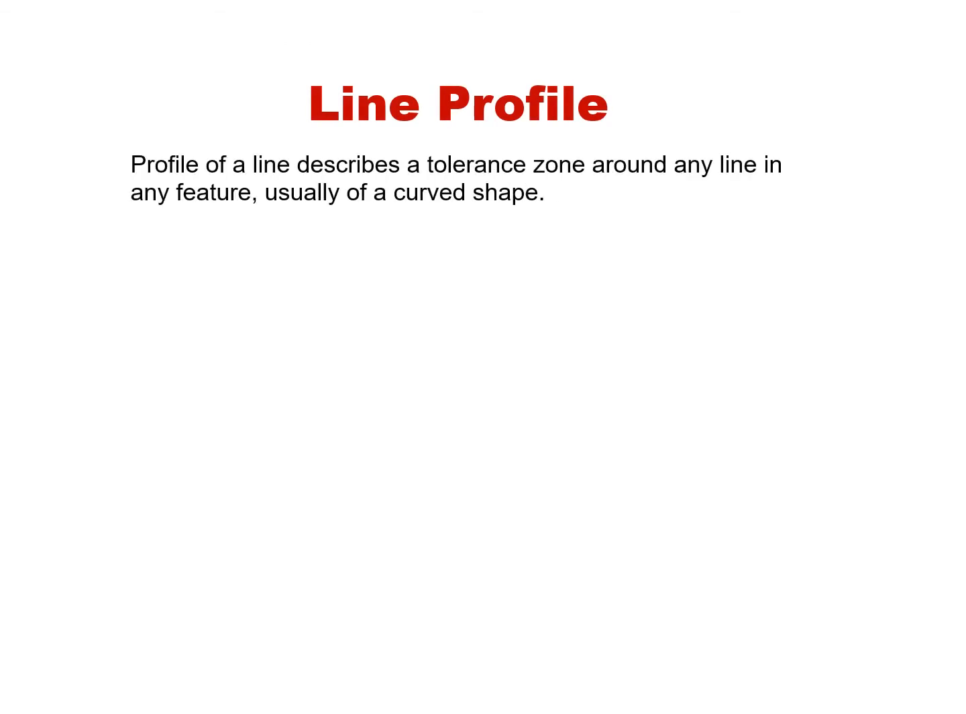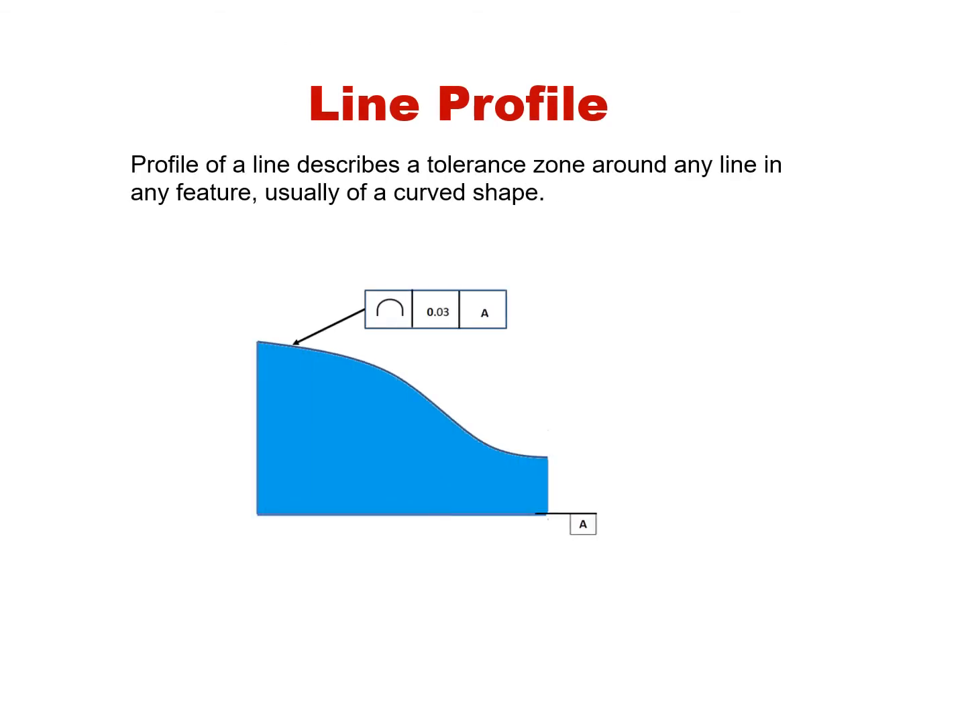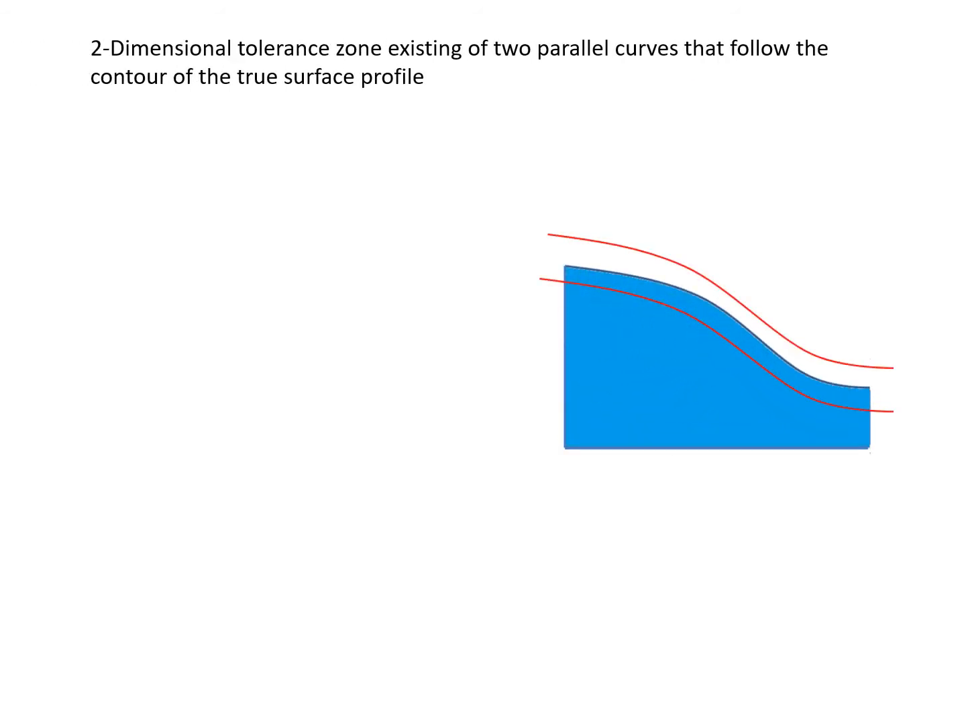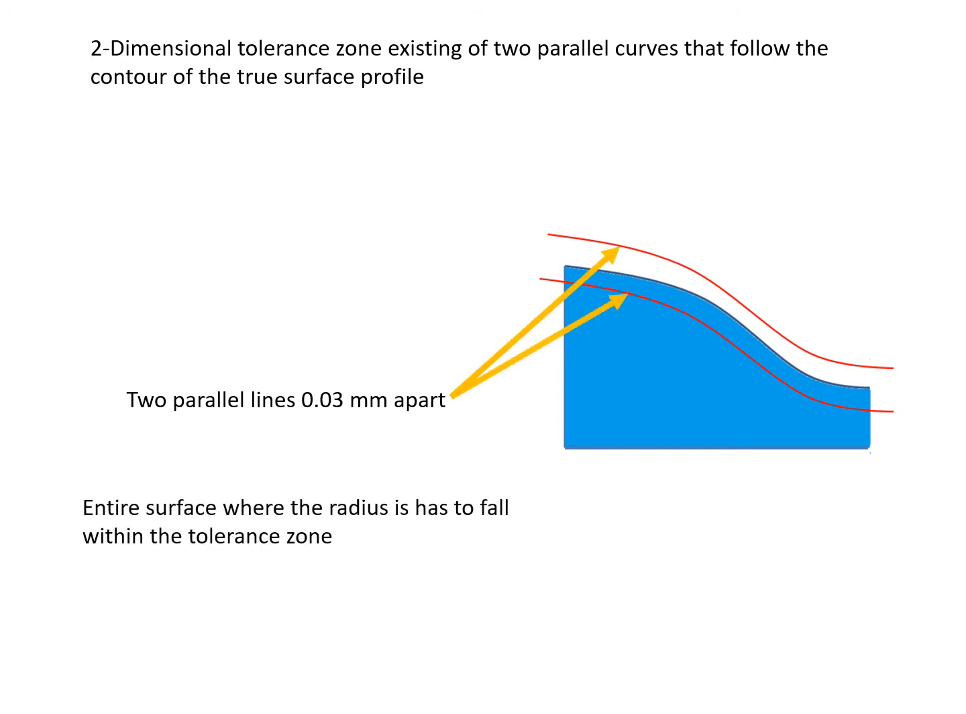Next is line profile. Profile of a line describes a tolerance zone around any line in any feature, usually of curved shape. Here we can consider an example. In this example, we can see that line profile is mentioned as O3 with respect to the datum. This means a two-dimensional tolerance zone consisting of two parallel curves that follow the contour of the true surface profile. Here I have considered two lines O3 mm apart. This is our tolerance zone, so all points on the surface should be within this tolerance zone.